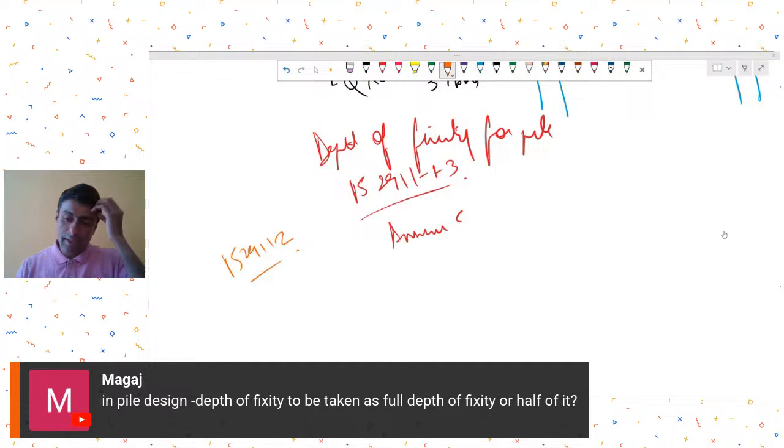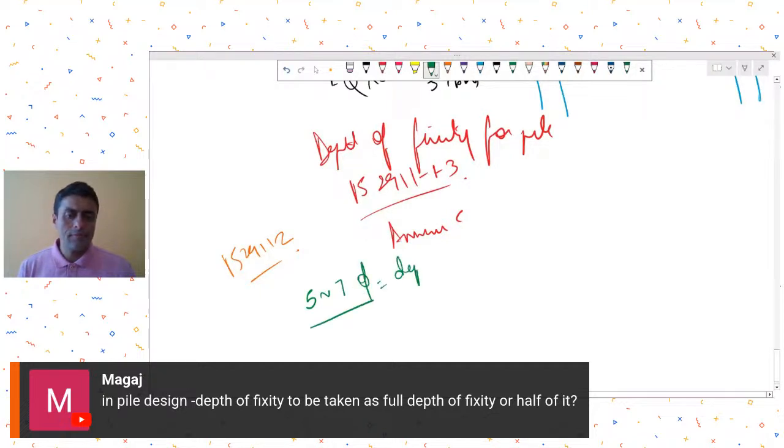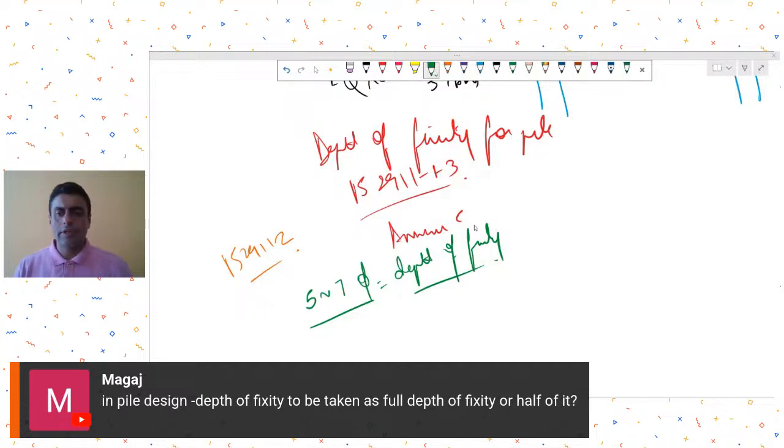It gives you that. And so what you can do, you go to that clause annexure C, and from there you can find out the depth of fixity. It depends mainly on the pile dia and the soil strata underneath. Usual value, if you ask me, would be somewhere around 5 to 7 times pile dia. So 5 to 7 times pile dia is the usual value that you get for depth of fixity.